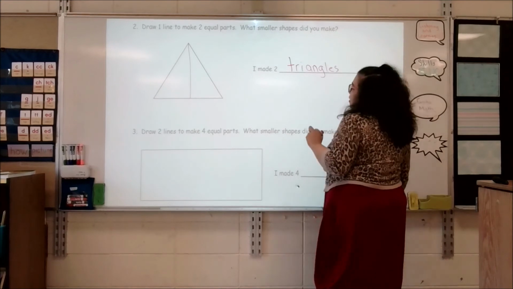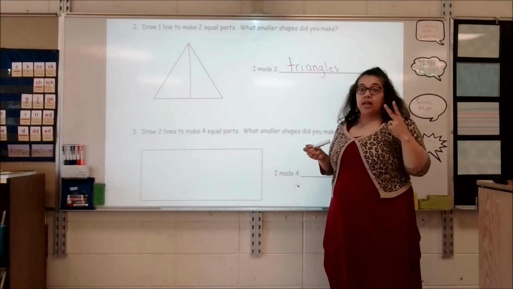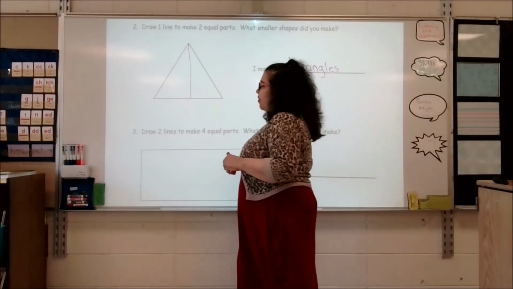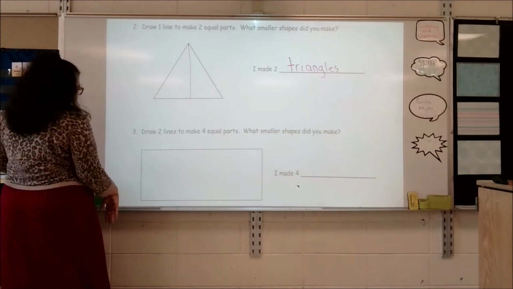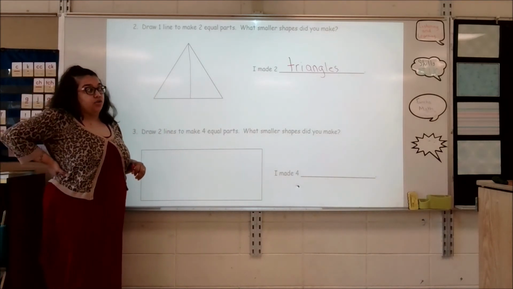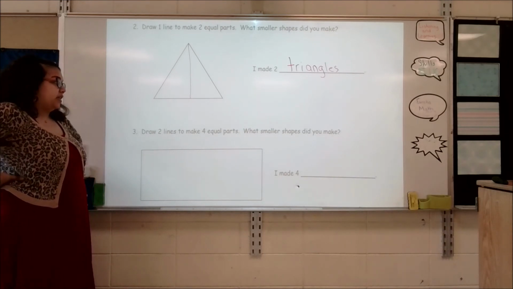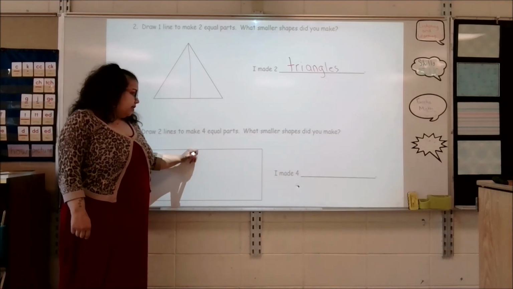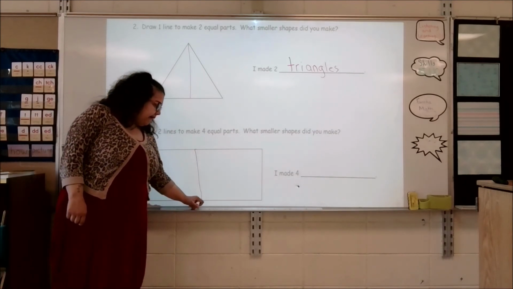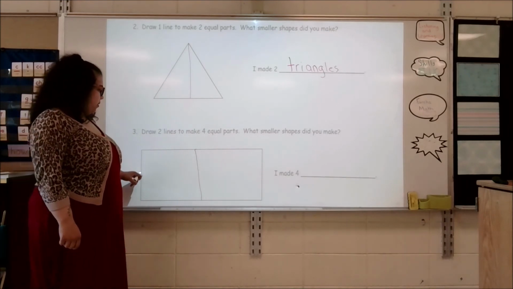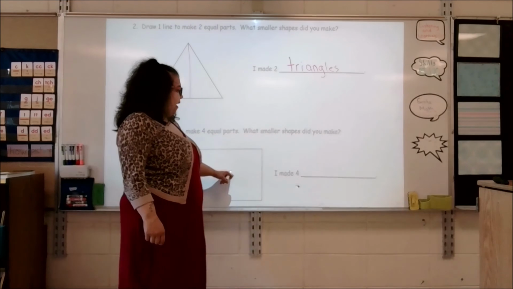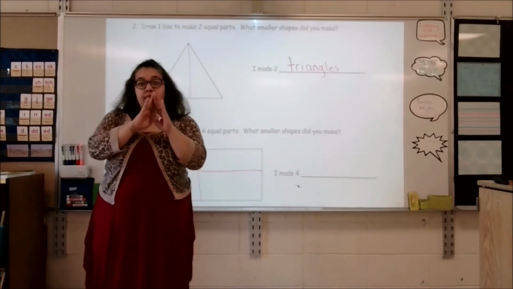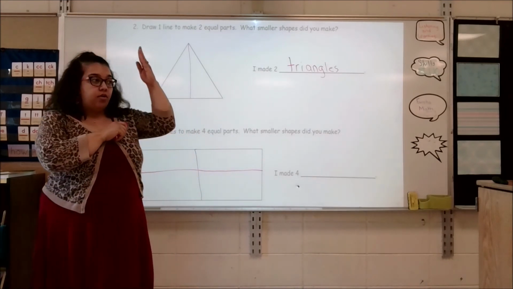Now this time we're going to draw 2 lines to make 4 equal parts. And we're going to see what smaller shape did you make. Now this is fun. This is a rectangle. So there are several different potential right answers for this one, honestly. What I'm going to do this time is, like folding a piece of paper in half, and like folding a piece of paper in half again. So just like when we fold a piece of paper when we're setting up to write a story, and we fold the paper so we can say first, next, then last, you have this way and this way.